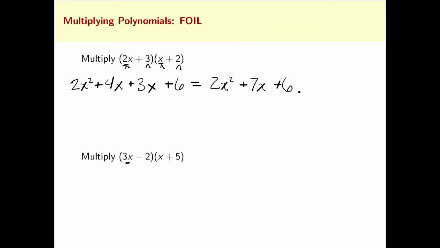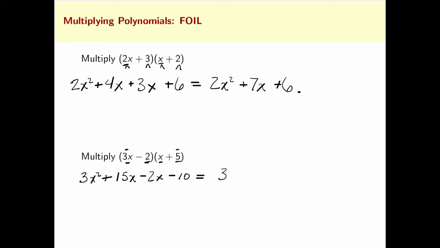So the first term, 3x times x, gives me 3x squared. Outer gives me 3x times 5, plus 15x. Inner, minus 2 times x is a minus 2x. And then last is minus 2 times 5, which is a minus 10.